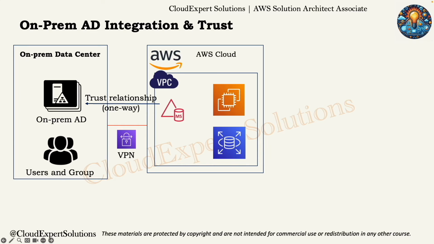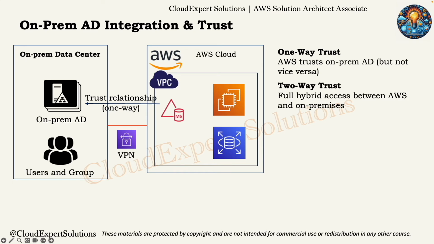Now, if you are confused about what a trust is, a trust is a secure connection between two AD domains that allows users in one to access resources in the other. You can set up either a one-way trust, where AWS trusts your on-premise AD and your enterprise users can access AWS using enterprise credentials. You can also configure a two-way trust, that is fully hybrid access between AWS and on-premises. That means all the users created in AWS will be able to access on-premises resources and vice versa.